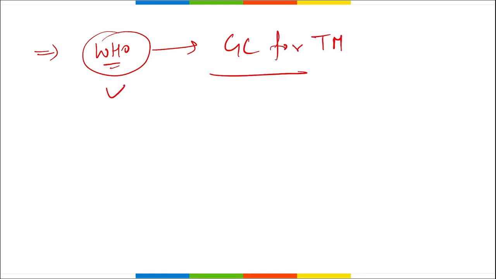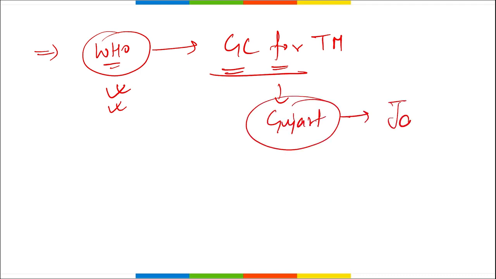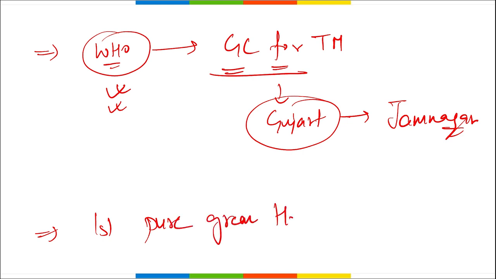World Health Organization Global Center for Traditional Medicines. The World Health Organization is setting up a global center for traditional medicine, and it is being set up in Gujarat only, and in Gujarat too it is Jamnagar. Next, first pure green hydrogen making plant.